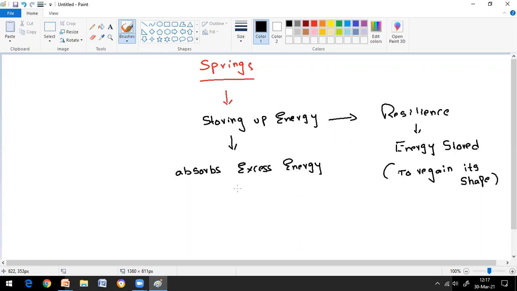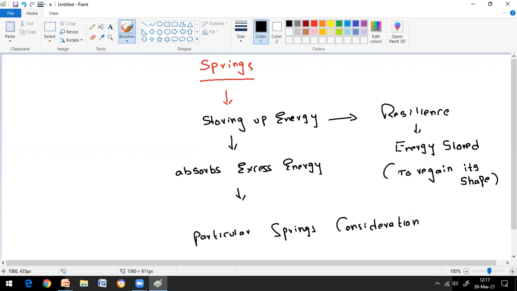It all depends upon the function of the particular spring under consideration: which springs will store energy and which will absorb energy. This depends on the application in which you are using the spring.